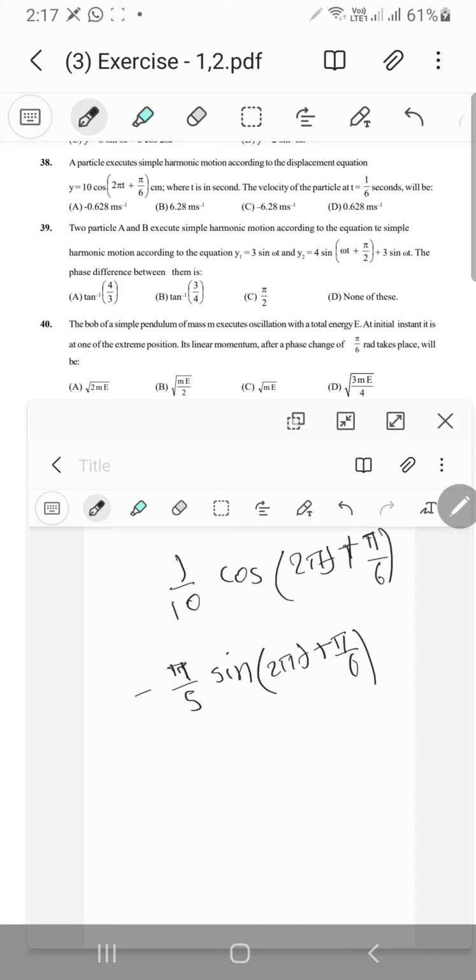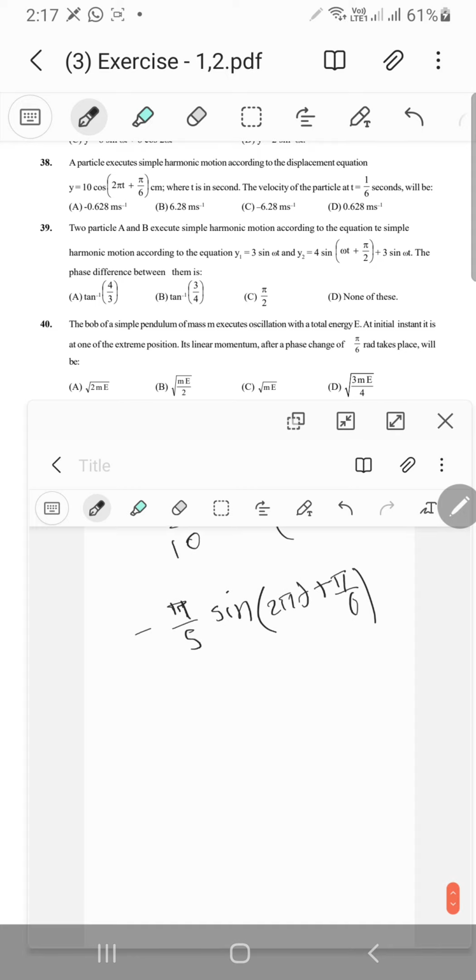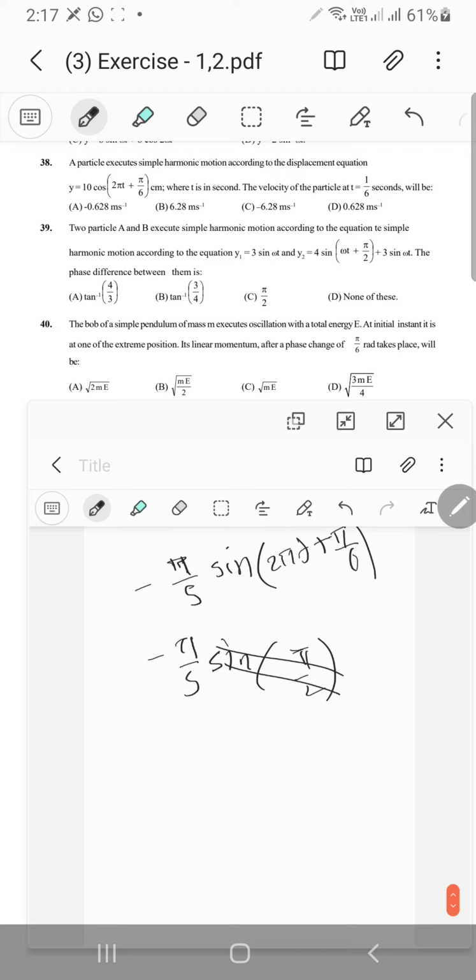Yeah. At t equals 1 by 6, you just put it over there. So it should be minus pi by 5 sine of pi by 3 plus pi by 6. Is that correct? Looks correct. This is just pi by 2, right? Cancels because it's just 1. So it's gonna be minus pi by 5.